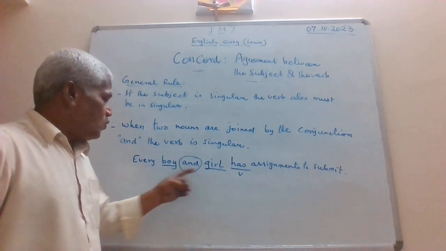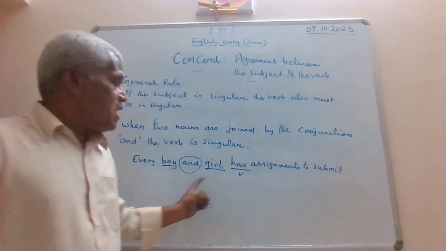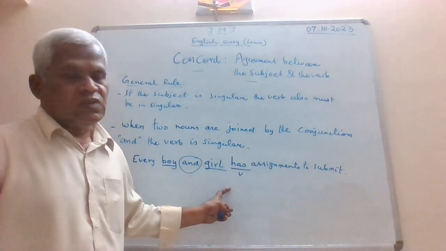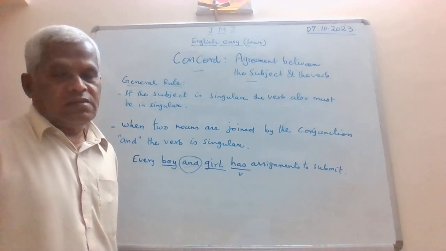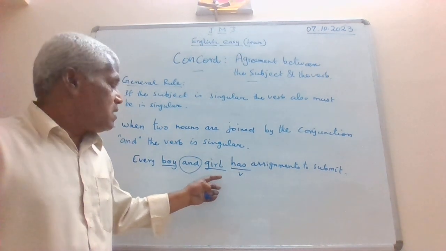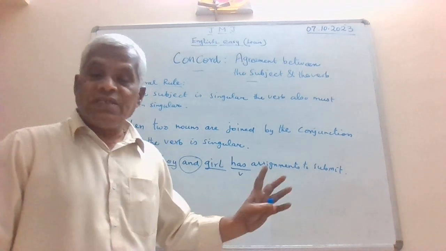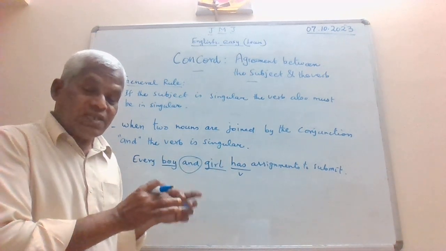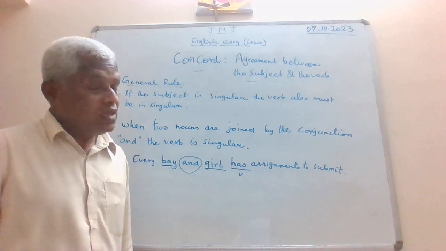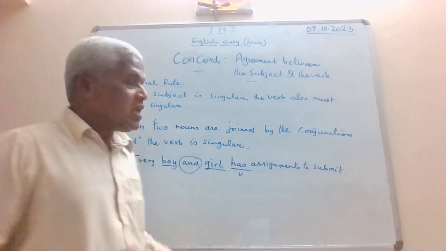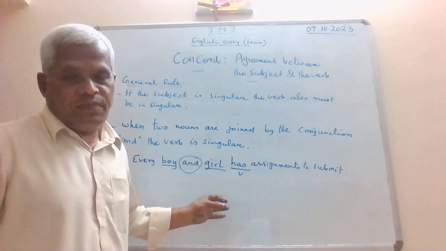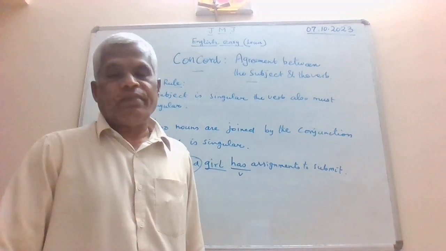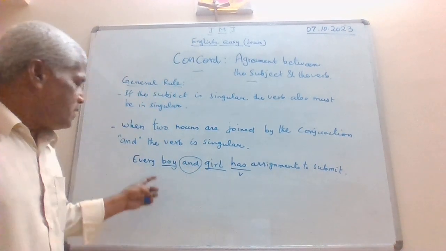So therefore, when two nouns are joined by the conjunction and, the verb has to be singular. See, every boy and a girl has assignments to submit, which means that the concept is given to every individual. In other words, every individual is given importance by this agreement of subject and the verb. That's the second thing that we must be paying attention to. See? Very simple. Every boy and a girl.